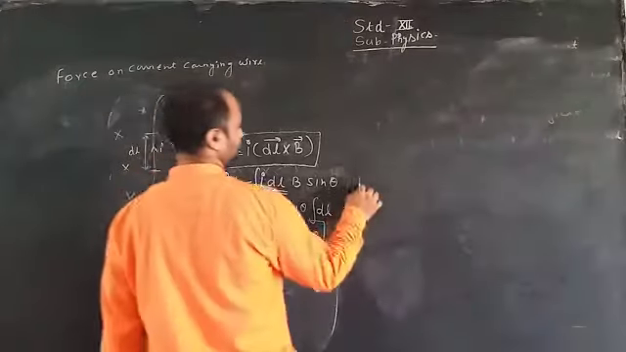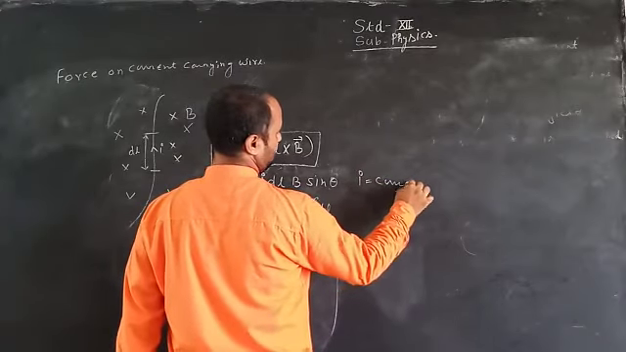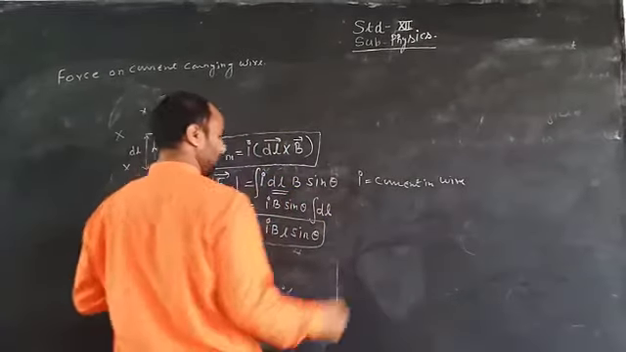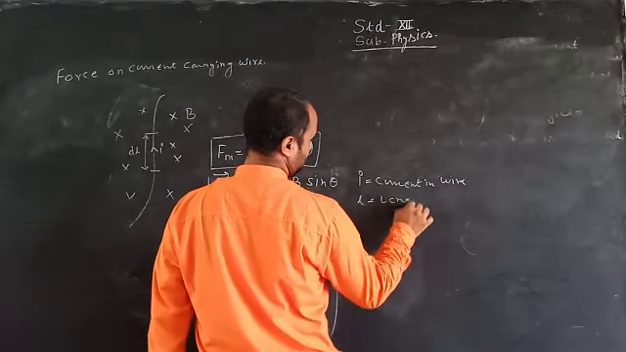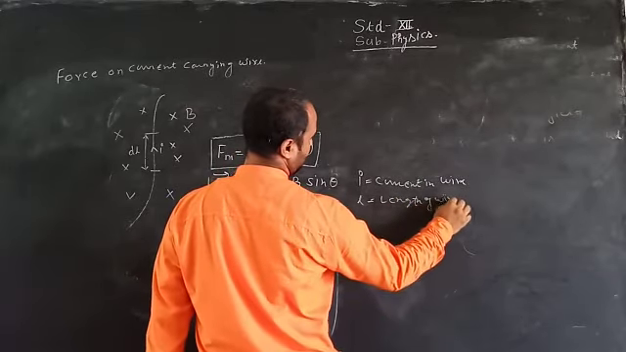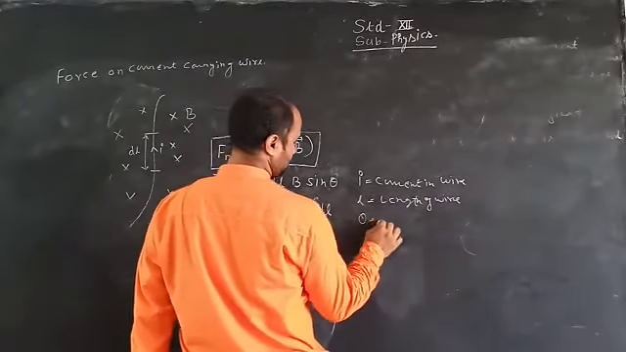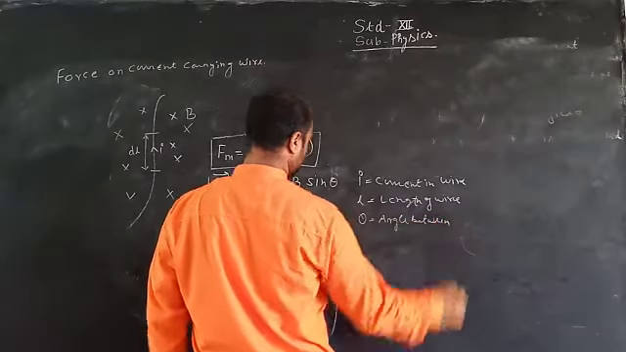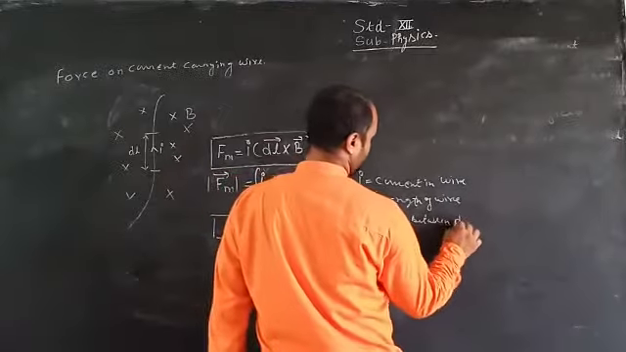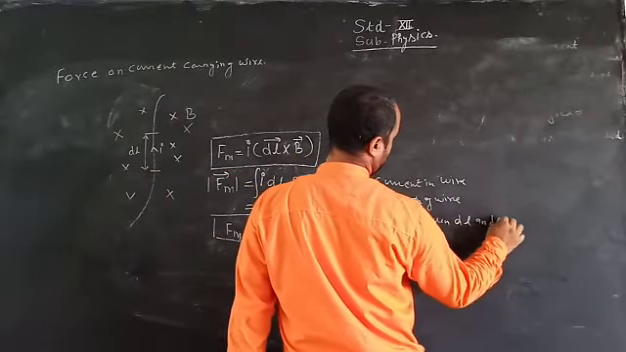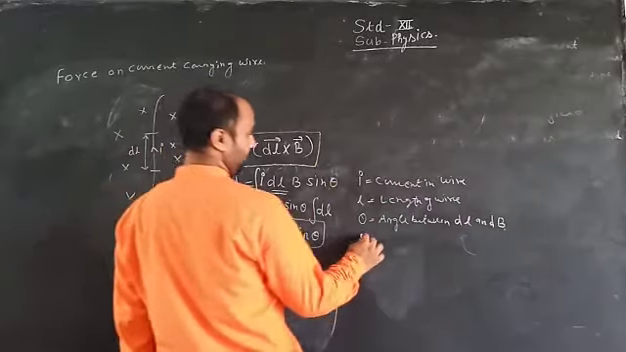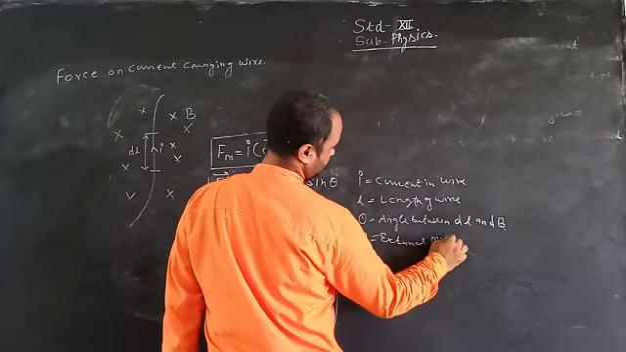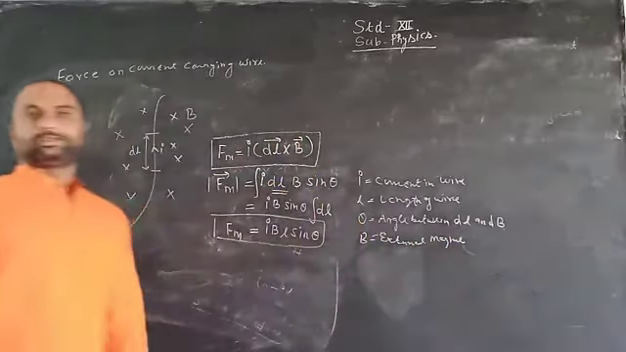We have to see that I is the current in the wire, L is the length of the wire, theta is the angle between dl and the magnetic field, and B is the external magnetic field. External.